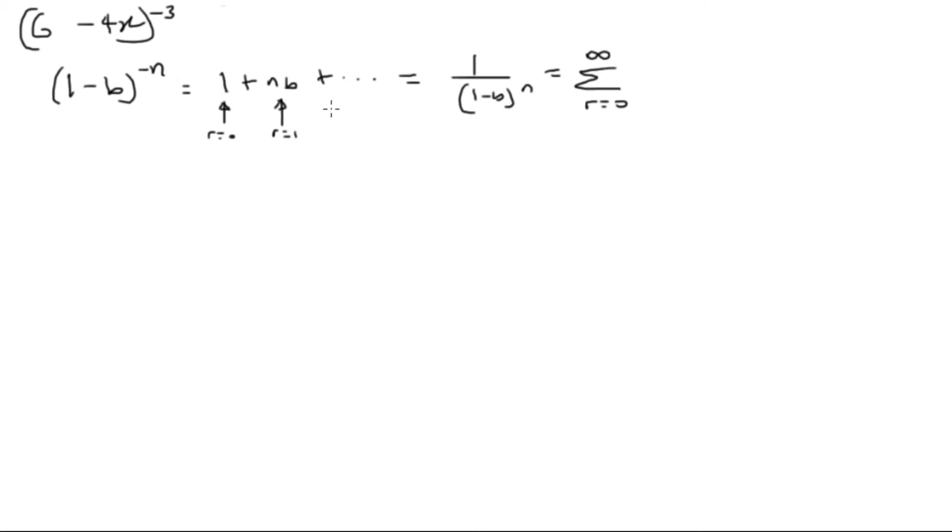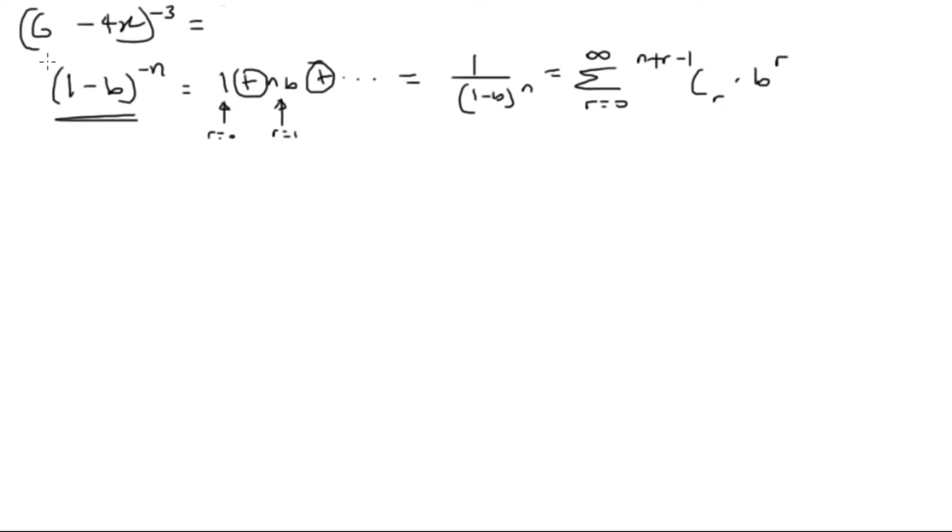So this represents the summation, that is, the addition of each of the terms. Then I will have (n plus r minus 1) combination r, times b raised to power r. So this is the generally accepted equation whenever we have a binomial expansion with negative power. One of the things I will first do if I want to expand this, or find the greatest coefficient, is to make sure that this 6 minus 4x looks like 1 minus b.